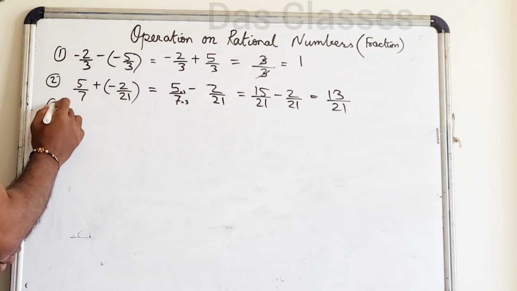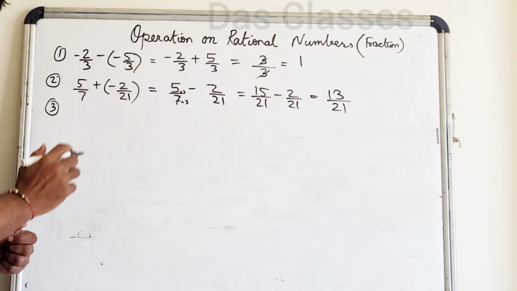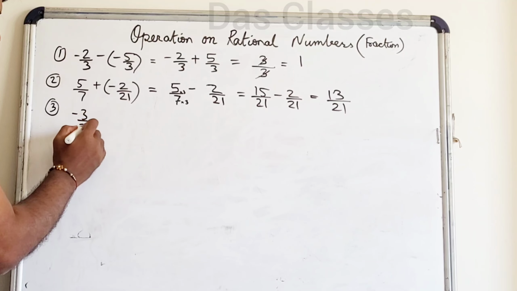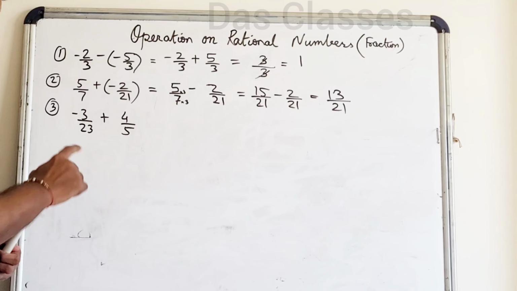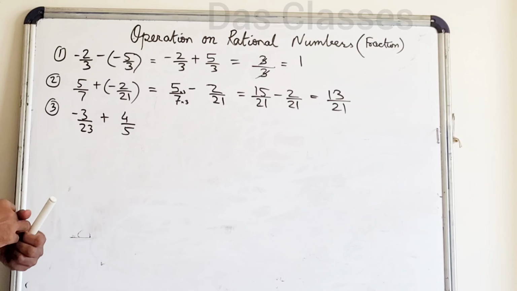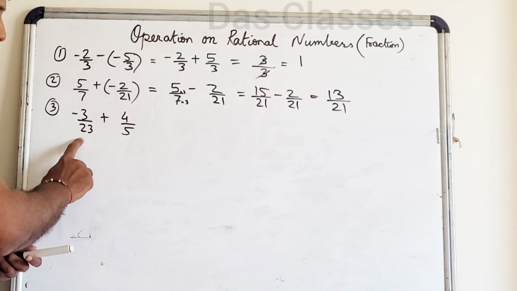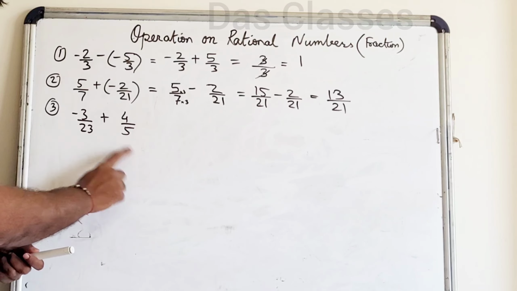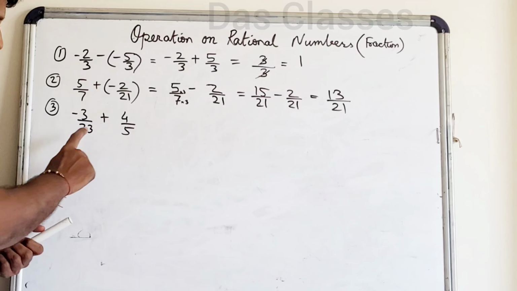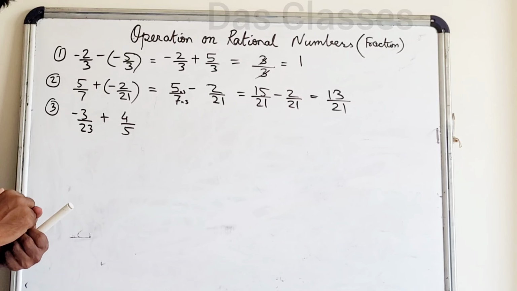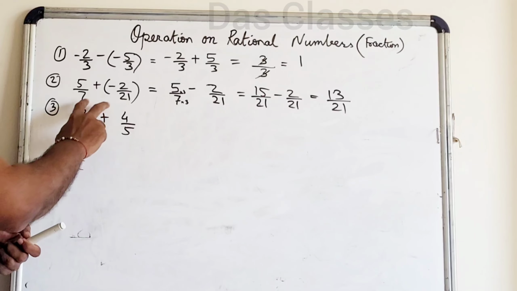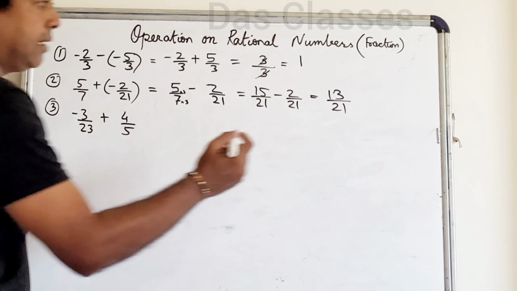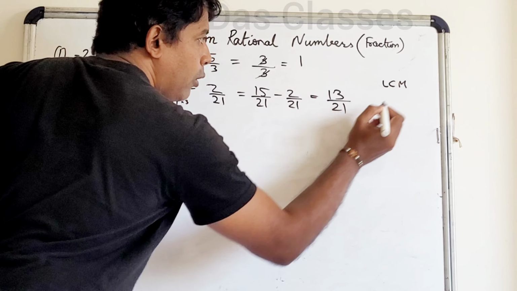Now the next example that we'll see is where it's not a multiple. Suppose I take minus 3 upon 23 plus 4 upon 5. Now as you can see, 23 and 5 are not multiples of each other. So whenever the denominators are not multiples of each other, we need to take the LCM of all the numbers. In the previous case also you could have taken the LCM, but as the numbers were quite simple, we did it directly. But even in this case, how do we calculate the LCM?